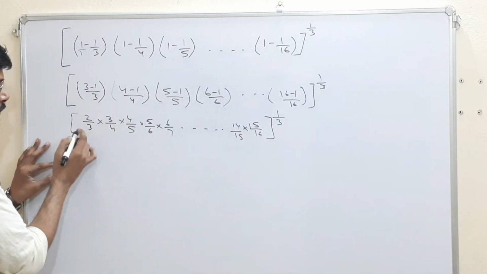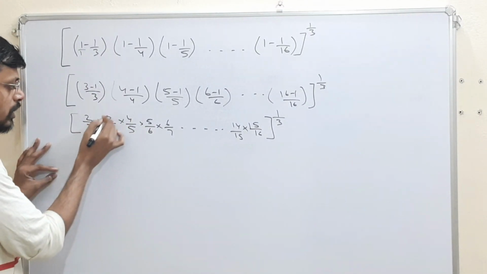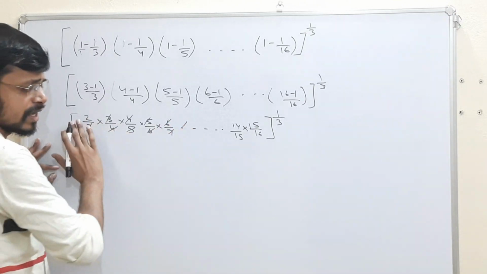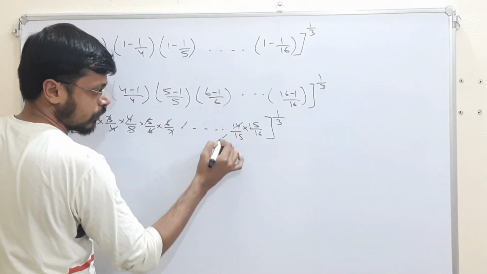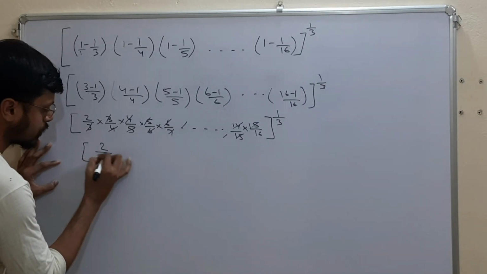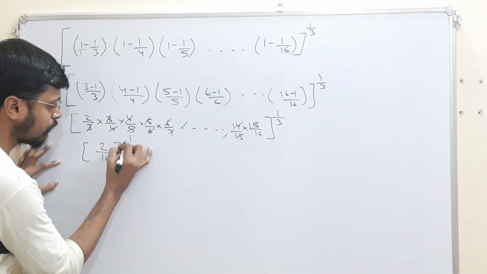Okay, now you see one more beautiful thing in this question. 3 3 cancel, 4 4 cancel, 5 5 cancel, 6 6 cancel, 7 7 cancel. Like this everything will get cancelled. 14 14 cancel, 15 15 cancel, right? Only 2 by 16 will remain, students. 2 by 16 will remain with power 1 by 3.